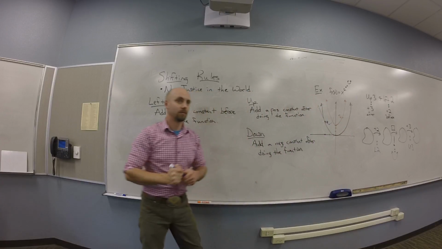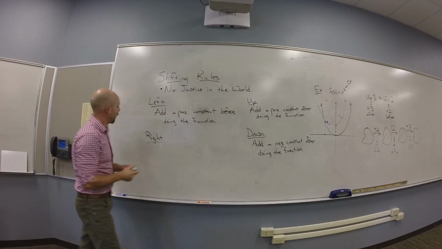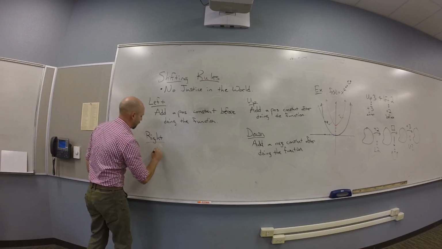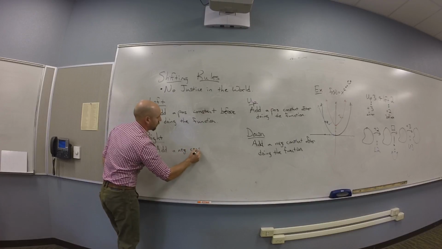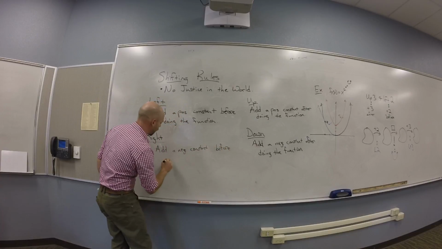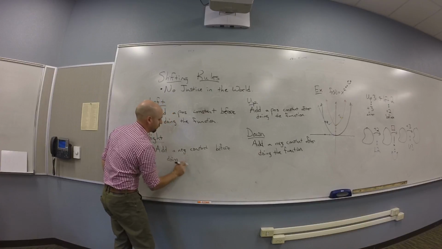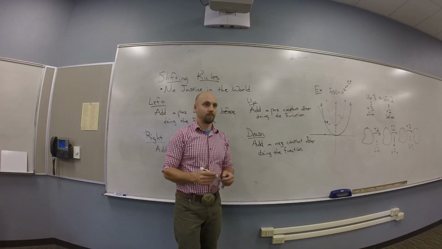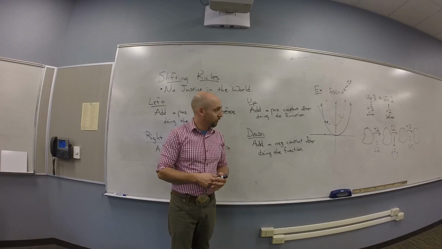You guys kind of with me on that? How would you do right? Well, you subtract. Add a negative constant before doing the rule, or doing the function. Cool? Okay. Do you guys remember any other shifting rules that I should have?